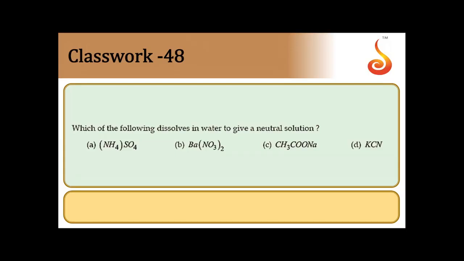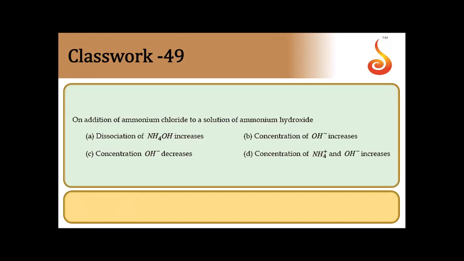Then 48. Which of the following dissolves in water to give a neutral solution? To give a neutral solution, a salt of a strong base and a strong acid always gives rise to a neutral solution. Among all these options, barium nitrate is a salt of a strong acid and a strong base. It is a salt coming from barium hydroxide, a stronger base, as well as HNO3, also a stronger acid. Therefore, the salt solution will be neutral. So the option is B. So the answer is B.